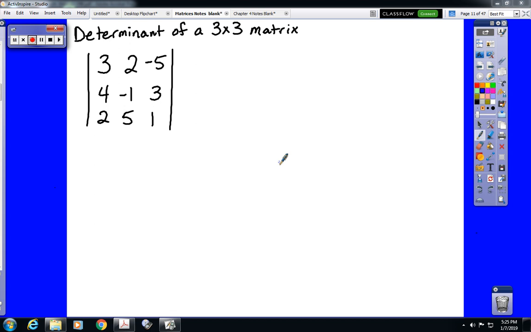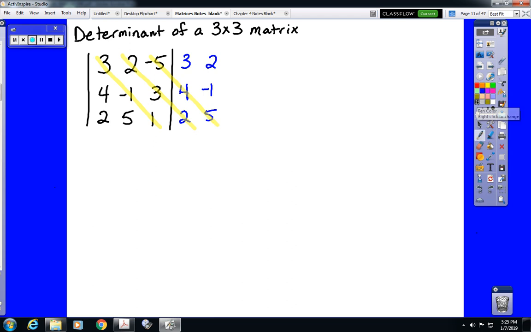So the method that we used in class is called the diagonal method, or at least I've been calling it the diagonal method the whole time I've been teaching. Essentially what we do is we copy the first two columns, so 3, 4, 2 and 2, -1, 5. Then we're going to find three positive diagonal products. So we're going to multiply the numbers along each of the three positive diagonals.